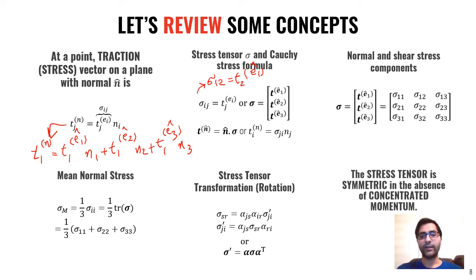And finally, the stress tensor is symmetric in case there is no concentrated momentum acting on the system, meaning that the shear components have this relation: sigma ij is equal to sigma ji for i not equal to j. As a result, the stress tensor only has 6 independent elements, and the other 3 elements can be found based on the other elements.